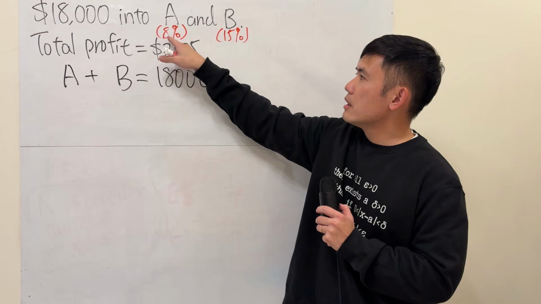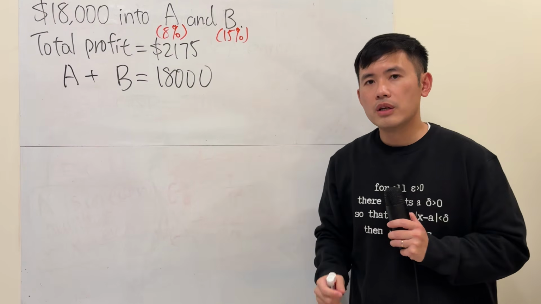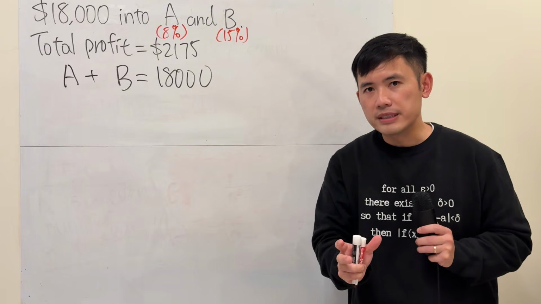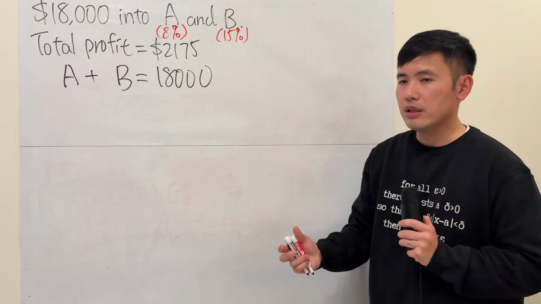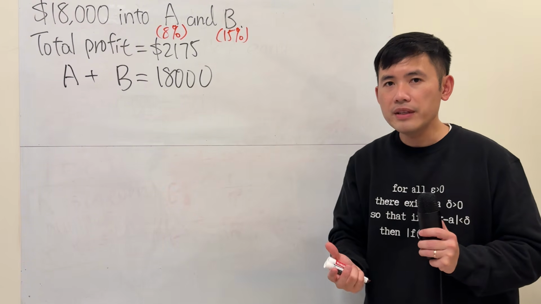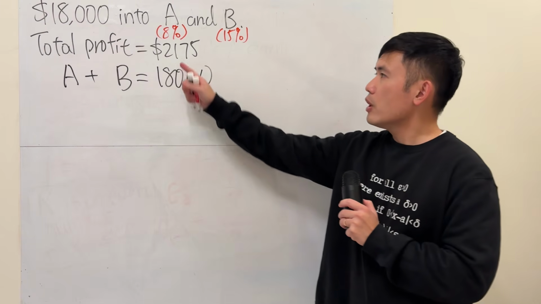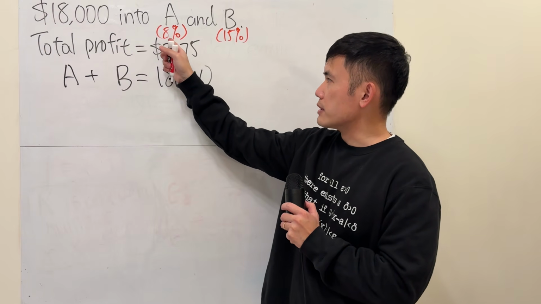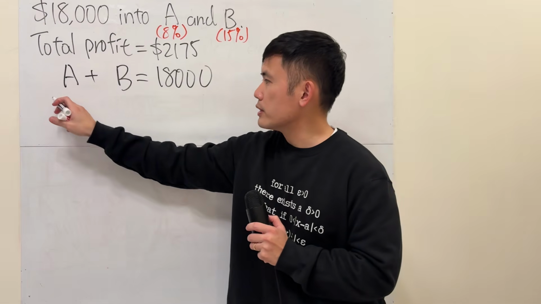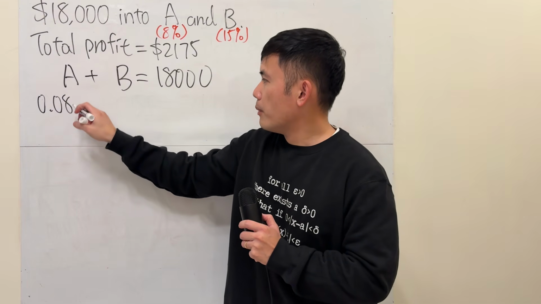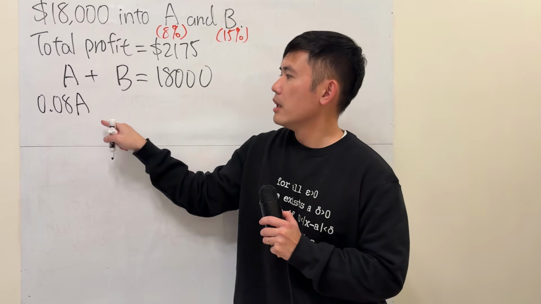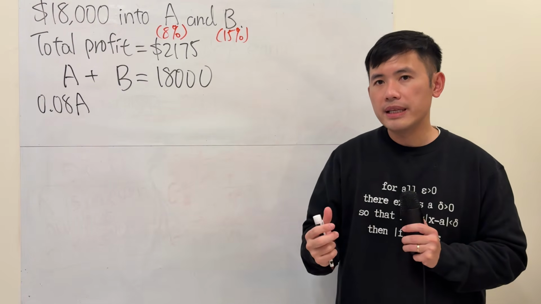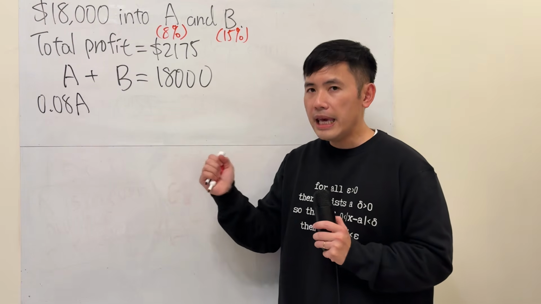Now, where are we going to use the percentage though? Stock A gave us 8%. Here's the deal. If you take the percentage times how much money you put in initially, that will give you the profit that you make from the investment. So if we take 8%, change that to decimal, which is 0.08, multiply that by A, this represents how much money that we earned from stock A.